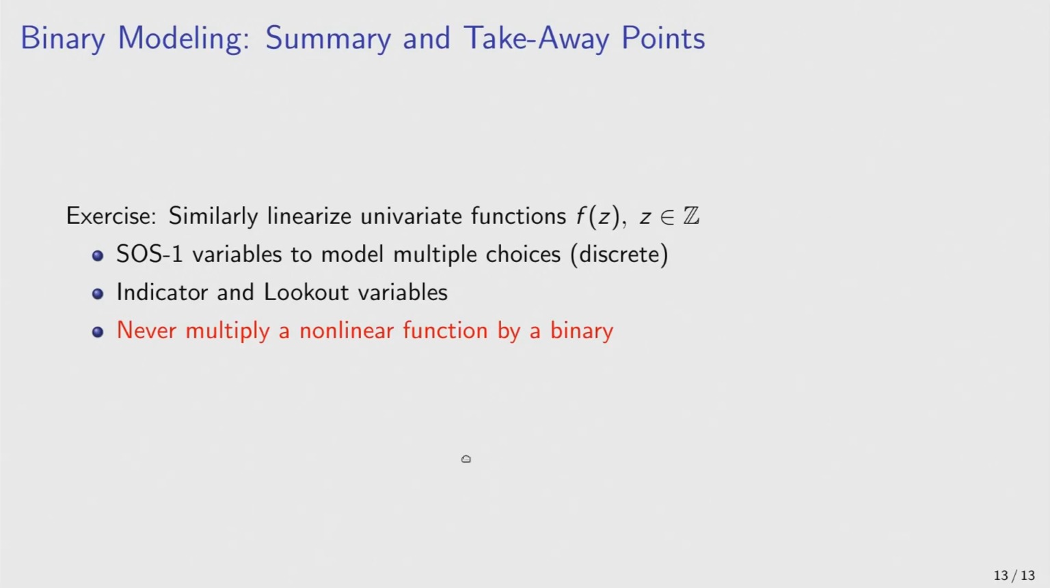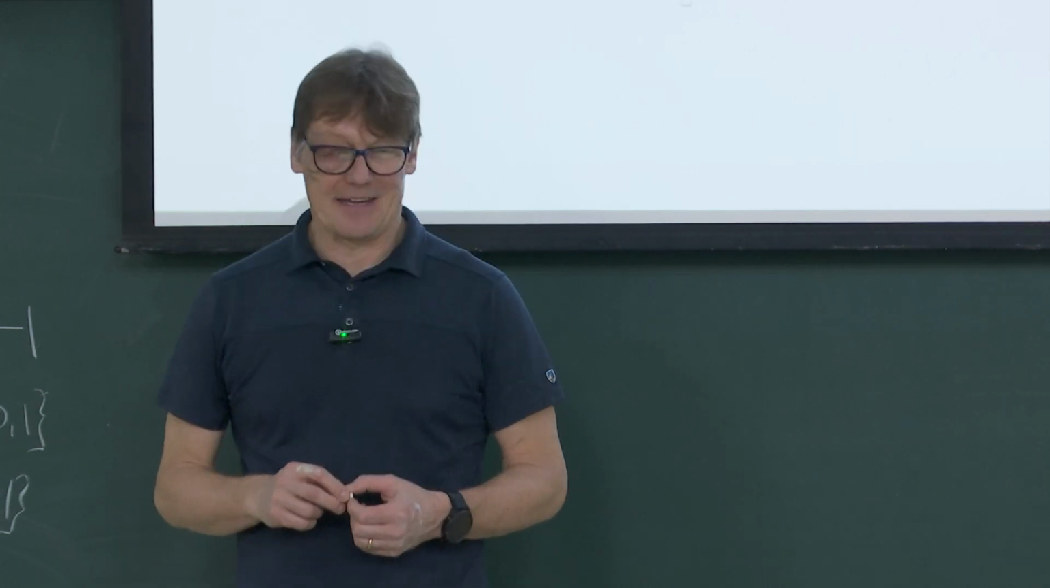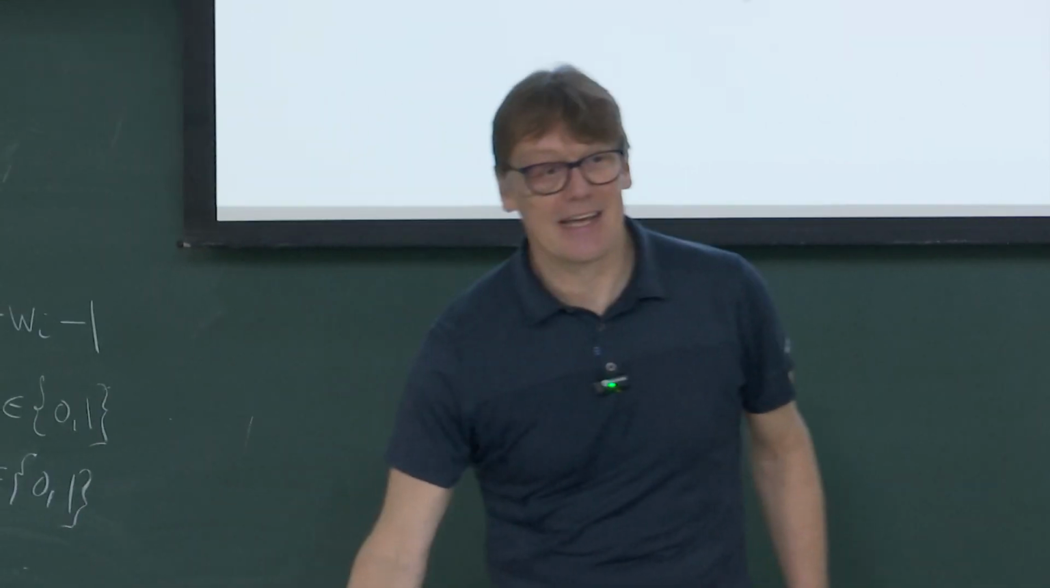Okay, so more exercise. We don't need to do this now. SOS1 variables, they're really cool. This one-hot encoding, I just love it. And there's a bit of calculus that goes with it, and you just need to figure out the cases. We talked about indicator and lookup variables, and please never multiply a nonlinear function by a binary function. Except when you want to do cool stuff with binary vectors, then you're allowed to do it. But that's it. So you have a question, yes?